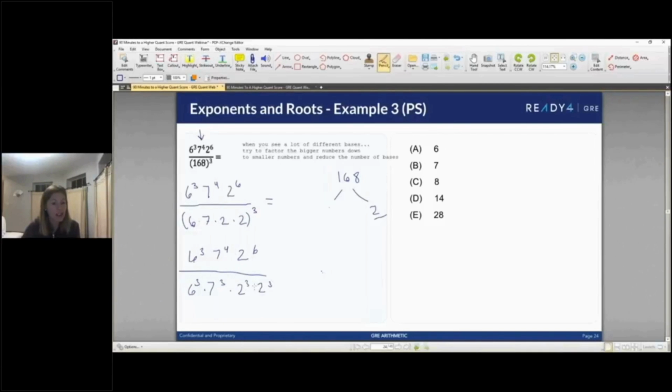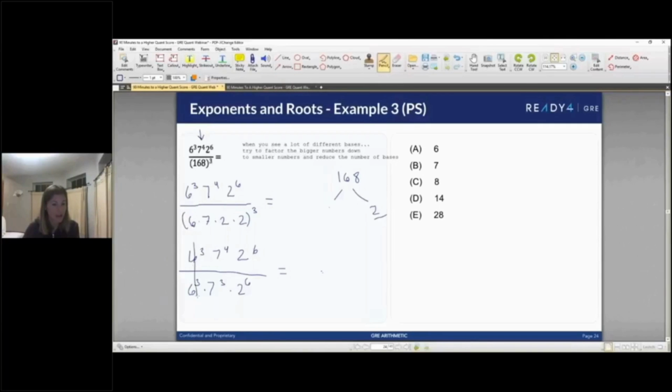Now I'm going to combine these two, okay? These 2 to the third times 2 to the third. Remember, when you have numbers that have the same base, like these 2's do, and you're multiplying them, you can just add the exponents. So these 2 to the third, 2 to the third, together they become 2 to the sixth. 2 to the third times 2 to the third would be 2 to the sixth. Great.